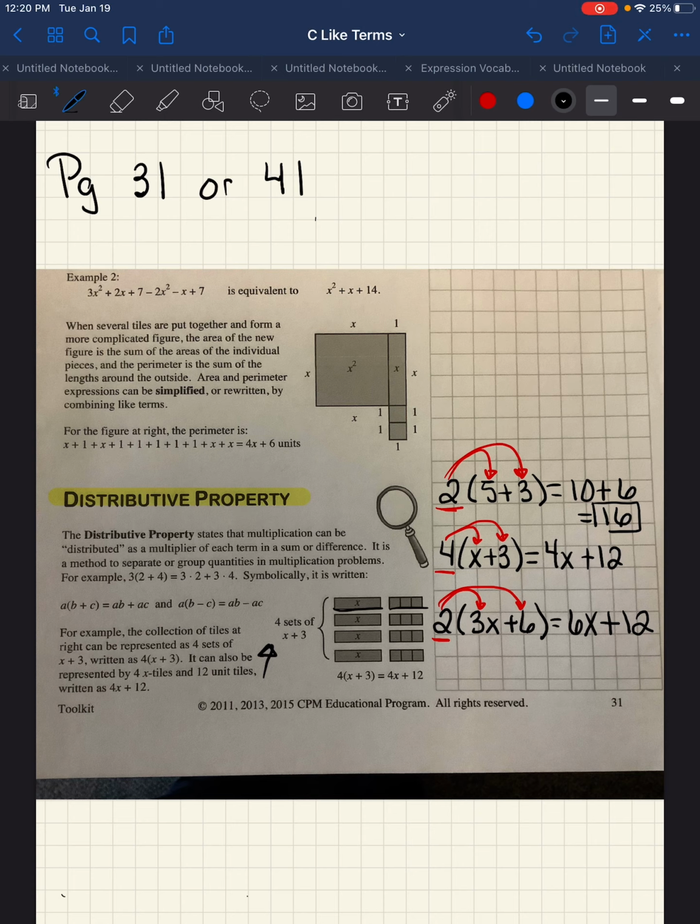So that is the distributive property. It's fairly straightforward. Drawing those little arrows helps us remember to multiply the number on the outside times both terms on the inside. But once we do that, that's it. But it's a very important concept. So make sure you have it written down.